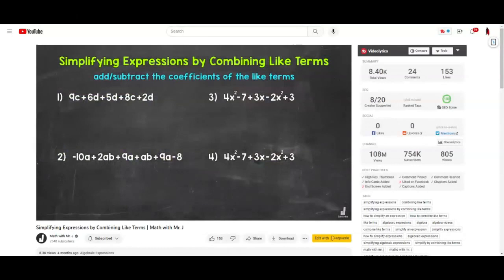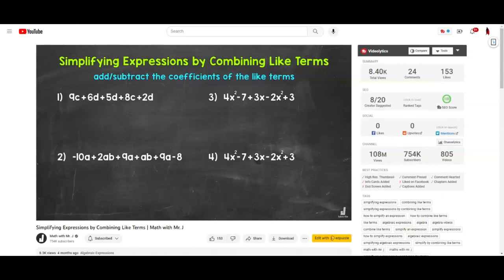In this video, I'm going to go through how to simplify expressions by combining like terms. Now remember, like terms are terms with the same variables to the same powers. When we combine like terms, we look for any like terms in the given algebraic expression and combine them into one term. By combining like terms, we can simplify an expression. That just means that we can rewrite the original expression in a simpler and easier way to understand and work with. Let's jump into number 1, where we have 9c plus 6d plus 5d plus 8c plus 2d.